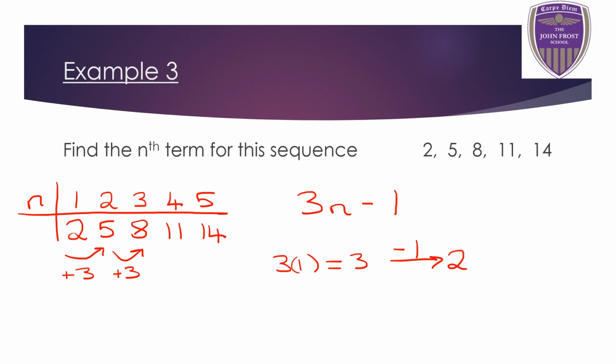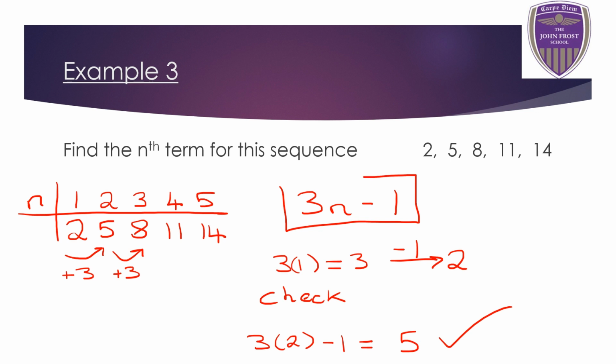Now, this is what I think the nth term is. Let's just check that a second. Let's put 2 into this nth term. So 3 times 2, take away 1. 3 times 2 is 6. 6 take away 1 is 5. And look at that. The second term in the sequence is 5. So I am happy that 3n minus 1 is my nth term for this sequence.